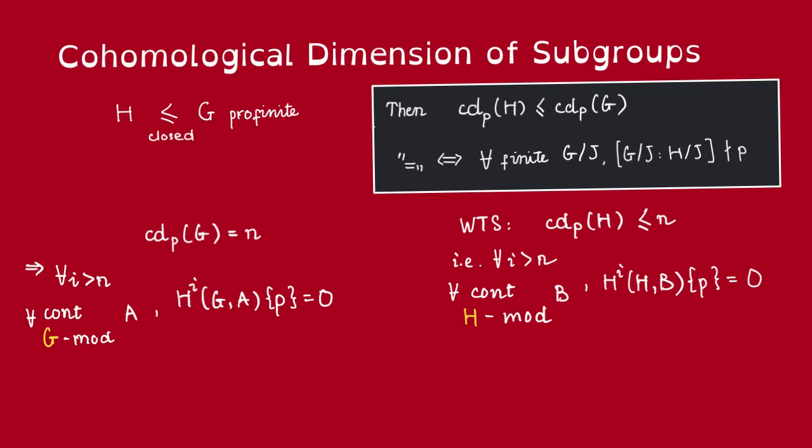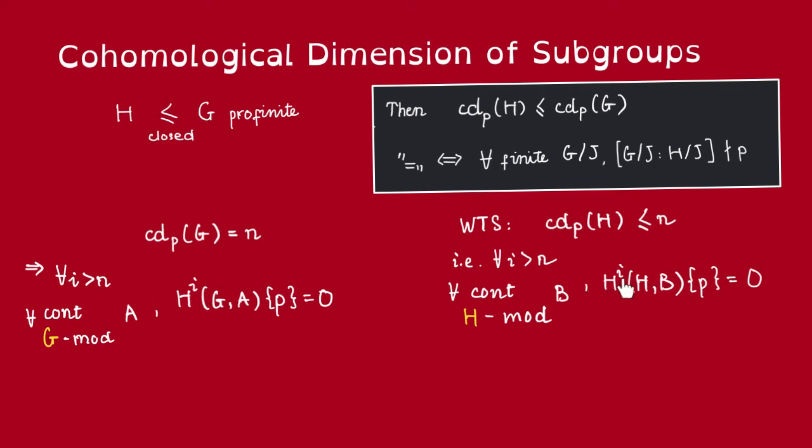So let's assume that the cohomological dimension of G is equal to n, right? And we want to show that the cohomological dimension of H is less than or equal to n. Well, by definition, this would mean that for every i greater than n, and for every continuous H-module B, we should have that the p-primary torsion part of this cohomology group vanishes. But by hypothesis, we know that the p-primary torsion part of these modules vanishes.